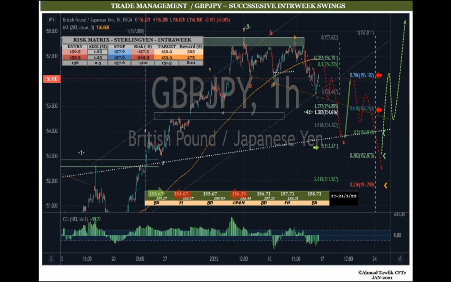If we're just using 1.25 of a mini, not a standard, at each, the stop here comes in at 157.6. 157.6 is right above level 8. It's a bit high. The risk is $400 for these 2.5 minis, or 4% calculated at that point. We're going to target 152.3. We're going to target 153.3. So 152.3 and 153.3. 153.3 is, we are of course targeting in between.